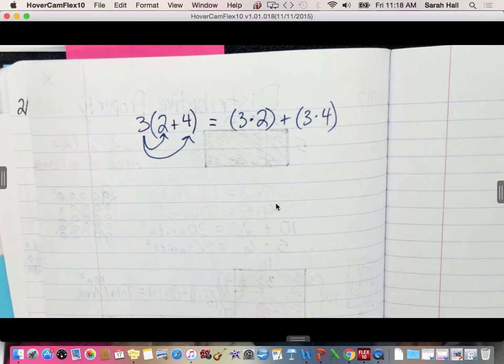So the distributive property is exactly like triangle variable. So because it's the same on both sides, that's why I can multiply the same amount.